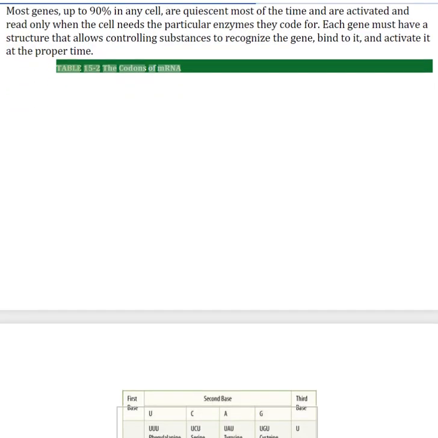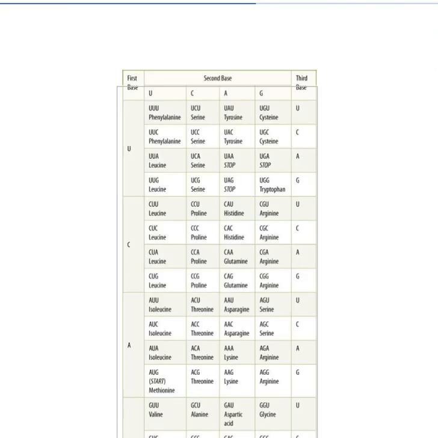Table 15.2. The codons of mRNA. The triplets in mRNA are codons. The DNA triplets in the gene itself are their complements. The first base of the codon is listed on the left and the second base at the top. Within each large box are the 4 possible third bases and the amino acids specified by each.